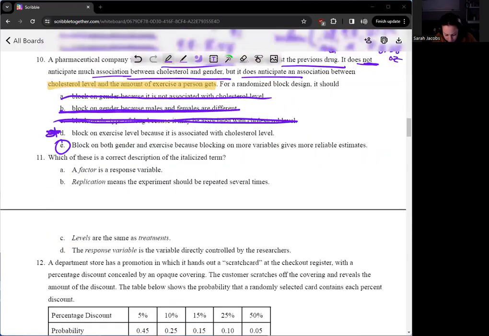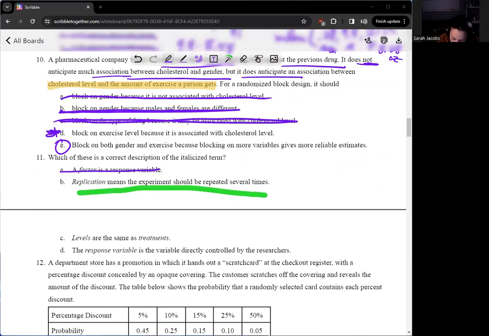Starting with number 11. Which of these is a correct description of the italicized term? So, factor is a response variable? No. Response variable is response variable. Factor is something you're manipulating.